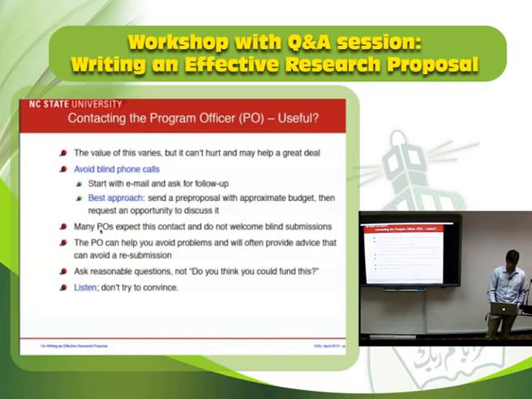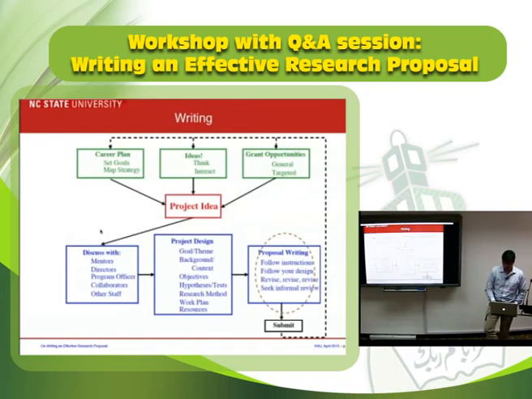Okay, and the important thing is, this is not the person to convince. You can't convince them that they have to fund my research on routing and spectrum assignment. Instead, it's the opposite. I mean, you should try to understand what they have in mind and then tailor your proposal to address what they have in mind. Okay, so that's the important thing. All right, so proposal writing. So we've addressed most of this stuff.